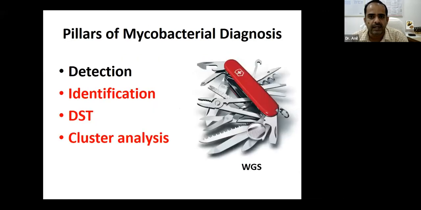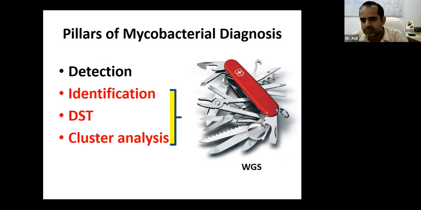These are the pillars of microbiological diagnosis. If you want to diagnose mycobacterial infection or TB, you have to first detect TB, and we have plenty of methods to detect TB. Then you have identification, DST, and then you do a cluster analysis. Now, cluster analysis is something that has come into vogue because of whole genome sequencing. There are many methods for detection and identification. For DST, you have phenotypic DST, which takes about 3 to 4 weeks for liquid culture. So it's a long duration.